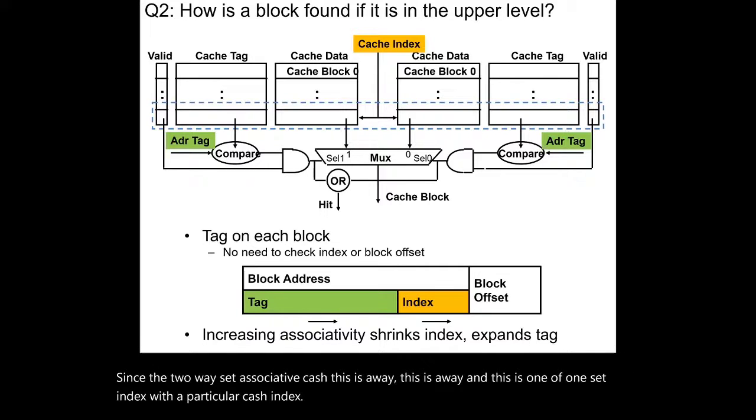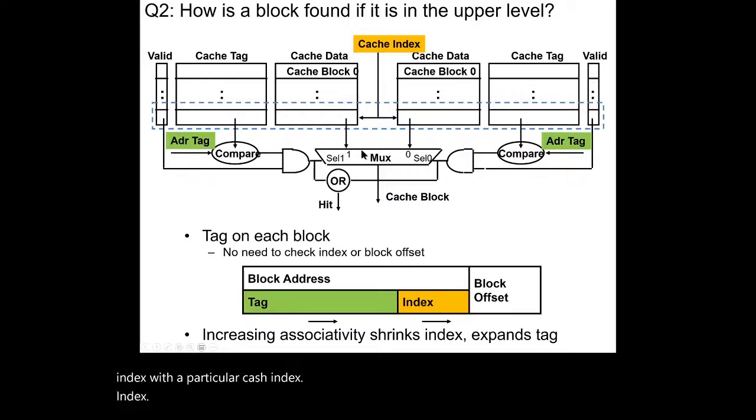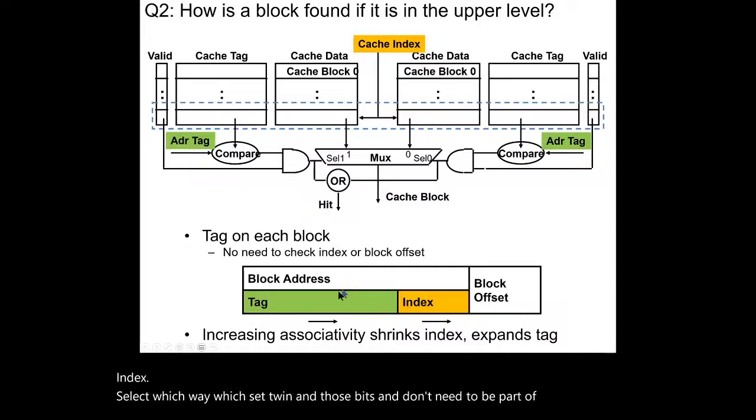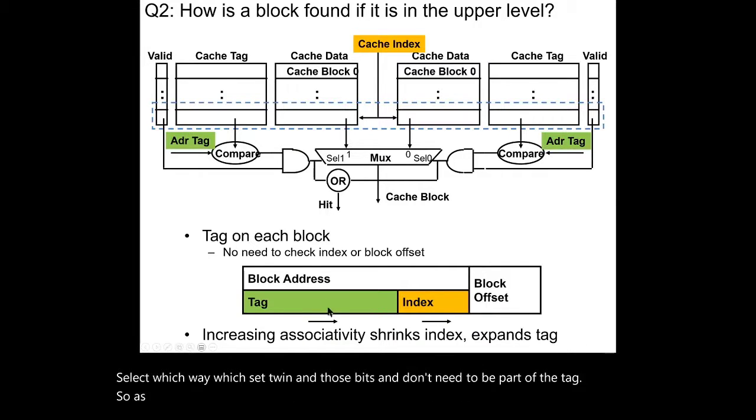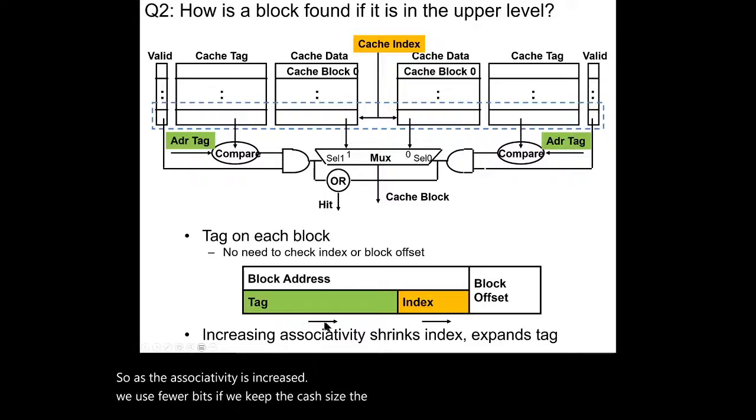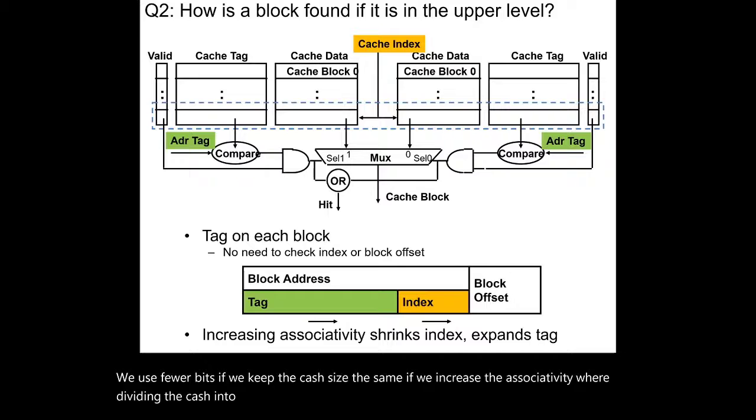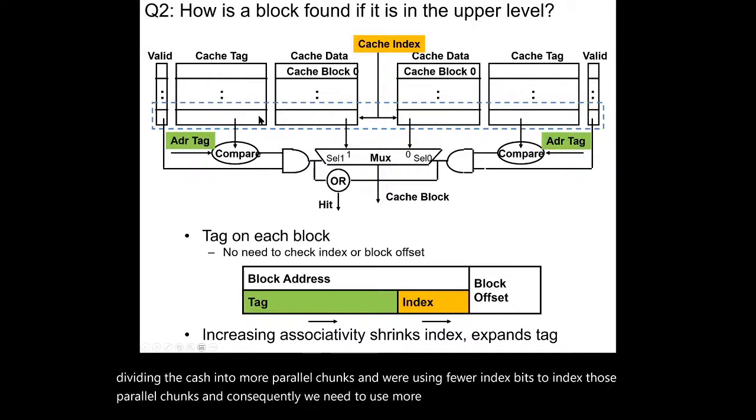The index selects which set we're in, and those bits don't need to be part of the tag. So as the associativity is increased, we use fewer index bits. If we keep the cache size the same and increase the associativity, we're dividing the cache into more parallel chunks, and we're using fewer index bits to index those parallel chunks. And consequently, we need to use more tag bits in the tag array.